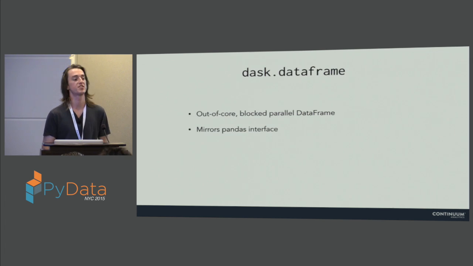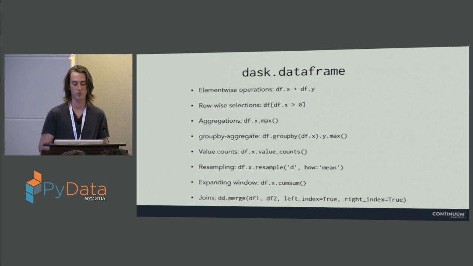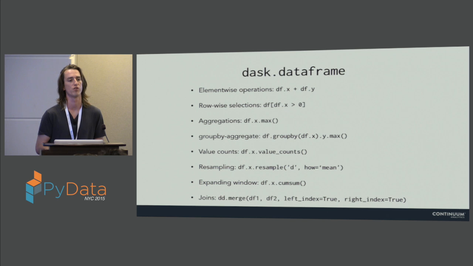Okay, so now moving on. Dask DataFrame. So we had a Dask array, which copies the NumPy ndarray interface. Dask DataFrame looks a lot like a Pandas DataFrame. Again, we do a lot of the operations that Pandas supports. So we can do element-wise operations, so we can add series together. We can do selections, aggregations, group-bys, resampling, expanding window computations. So a lot of things that you might want to do for working with time series analytics are exposed.